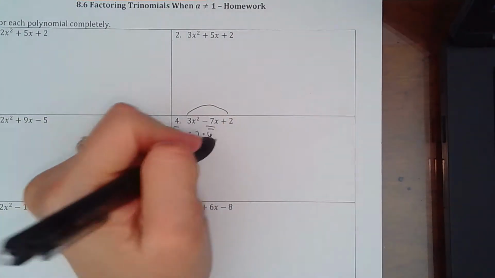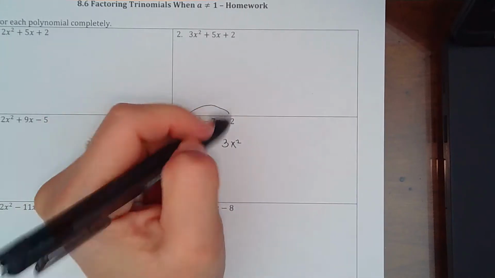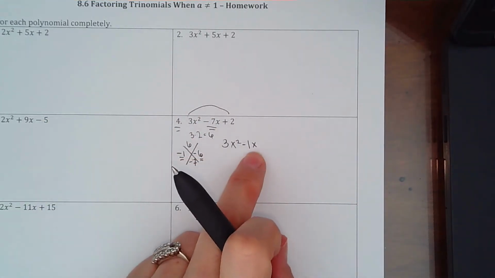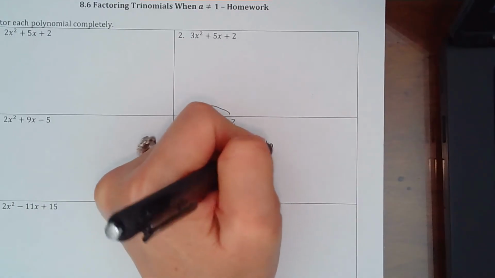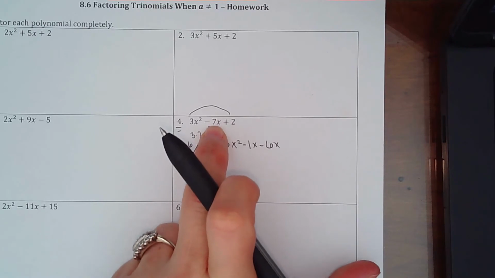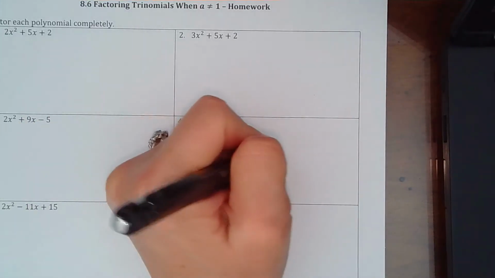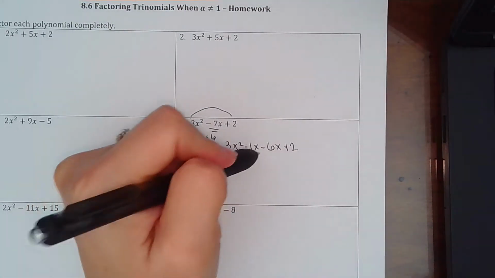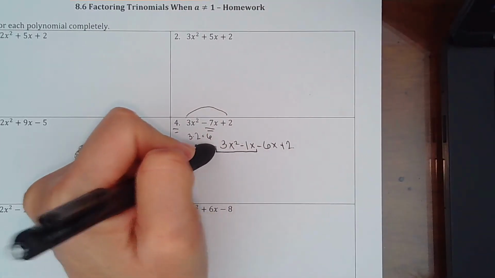So I'm going to just have 3x squared minus 1x, that 1 from there, and I add an x to it, minus 6x, that 6 from there, because I'm splitting the middle term, right? I'm no longer using the 7. And I put an x next to it, and then a plus 2. From here, now I'm going to factor by grouping.